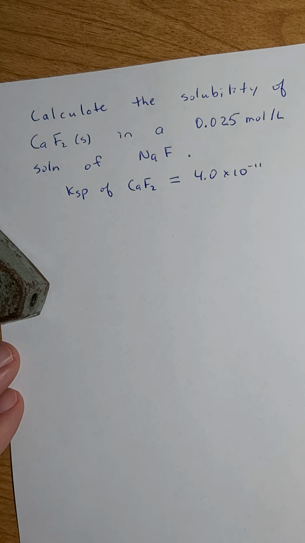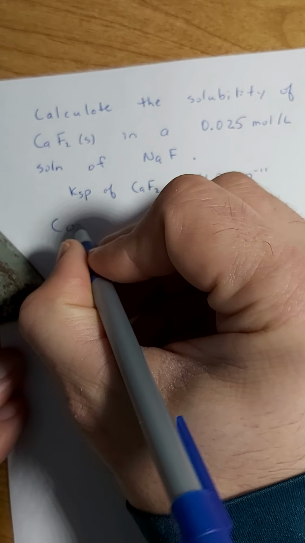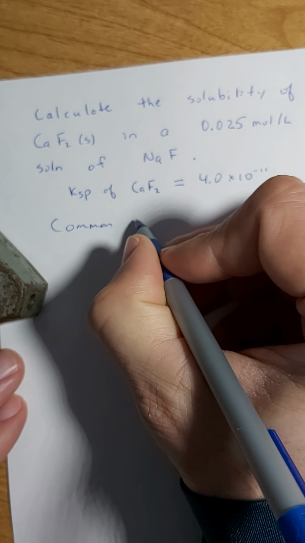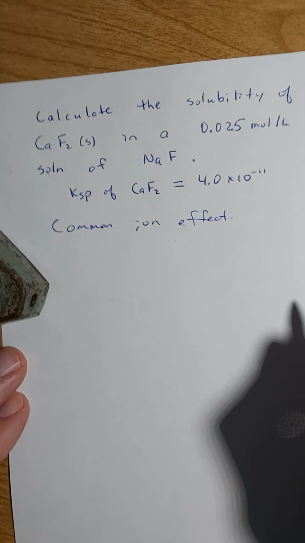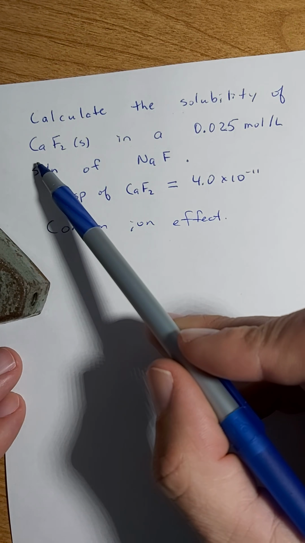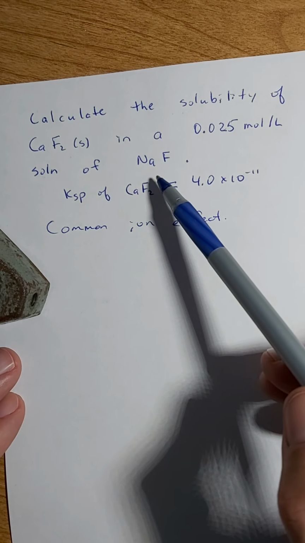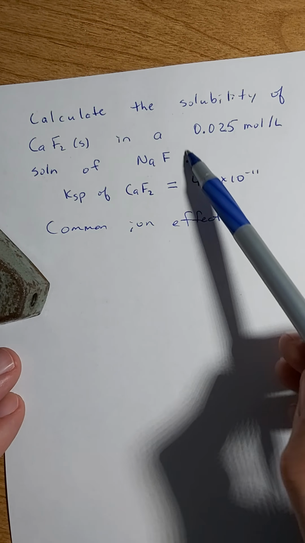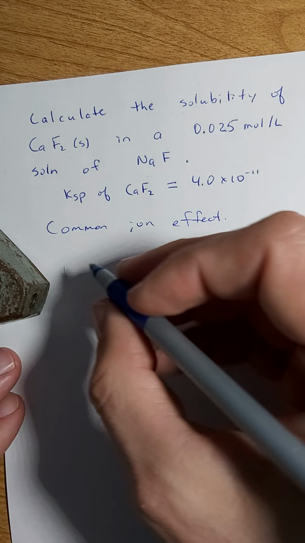All right, let's try this question. It's a type of question called the common ion effect. So I want to see how much CaF2 I can dissolve into a solution that already has NaF in it.